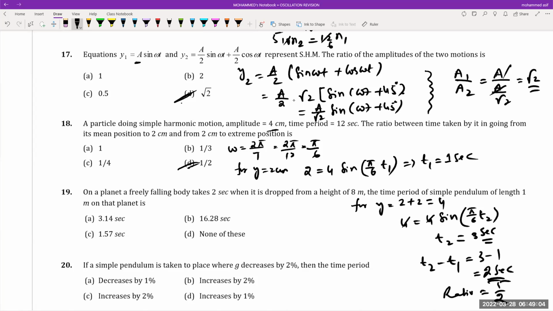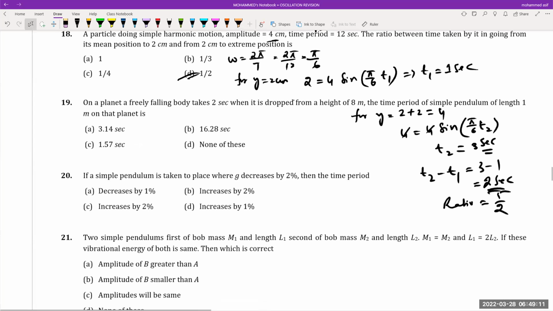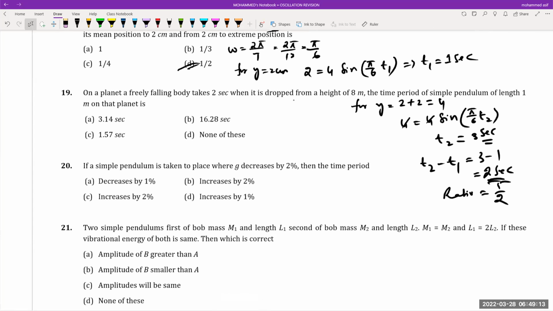Good question. Yeah, tomorrow is starting with waves. Okay. Sure.